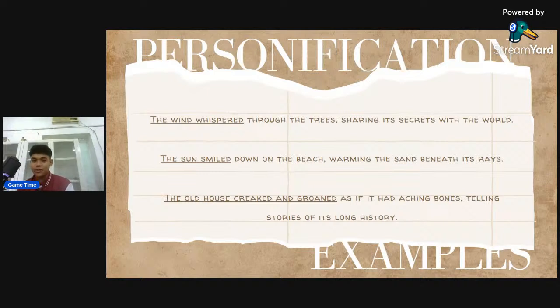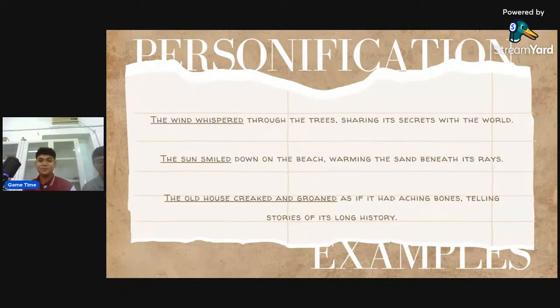Of how old the house is, it started groaning and stuff. Yeah, like the stairs. So it gives us stories of how old it is, but it's not literal. I hope it makes sense. It's another way of saying how old a house is.